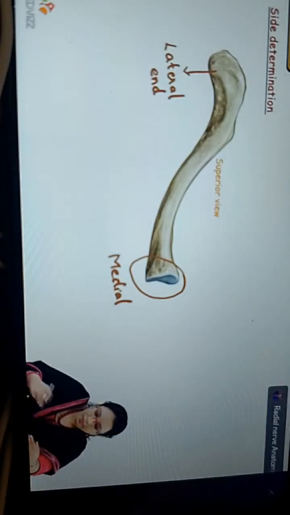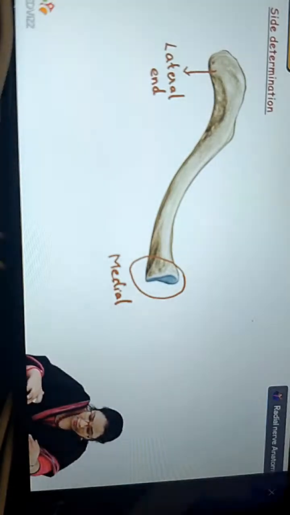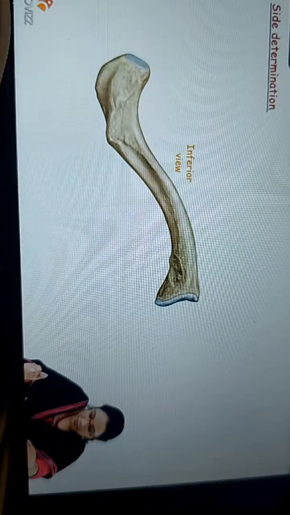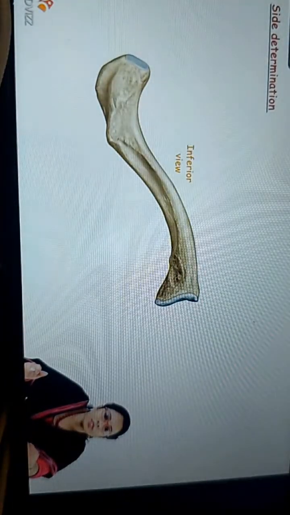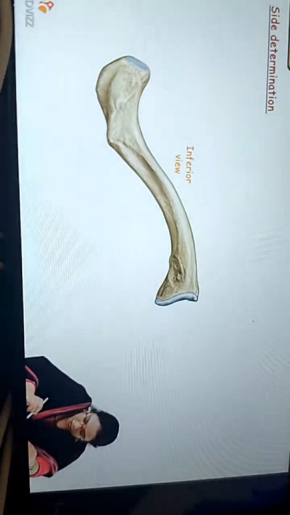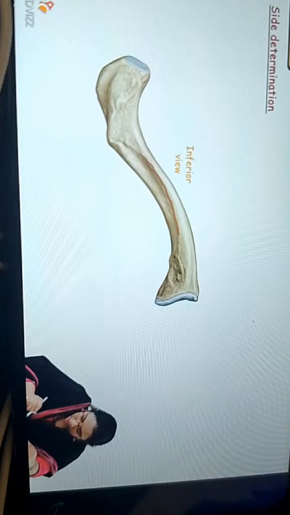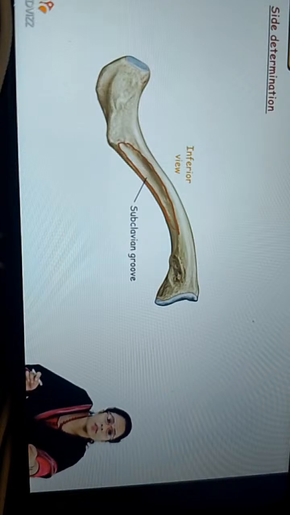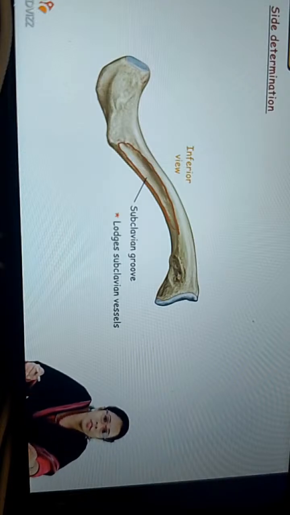And superior surface of the clavicle is quite smooth, and inferior surface it is identified by rough impressions. So one is for the subclavian groove, which we see on the inferior surface. It is in the middle of the shaft. So here is the subclavian groove, which is present inferiorly. And subclavian groove lodges subclavian vessels, means subclavian artery and vein.